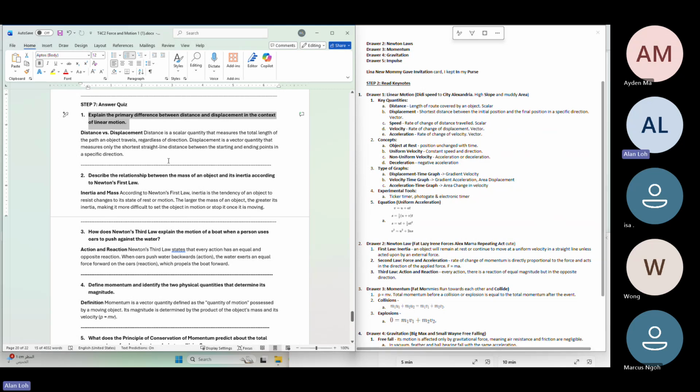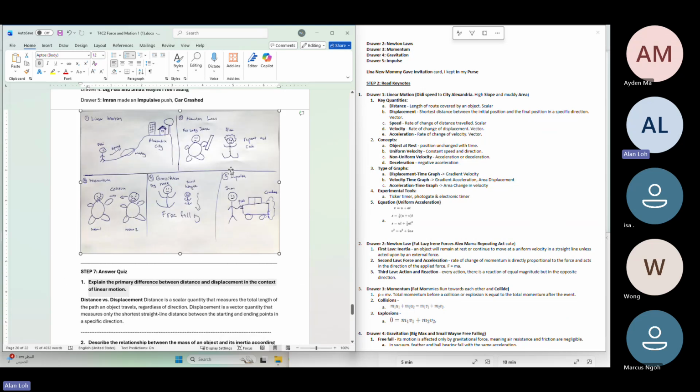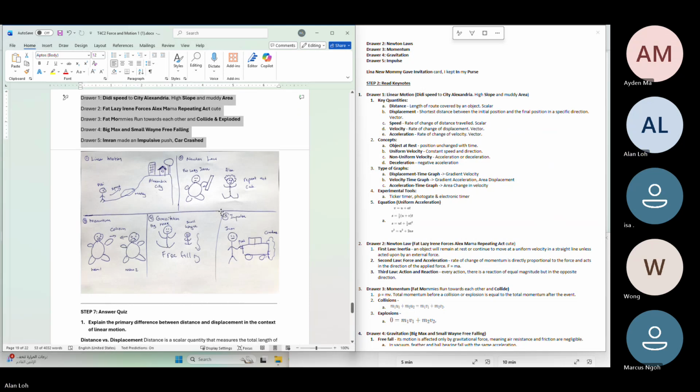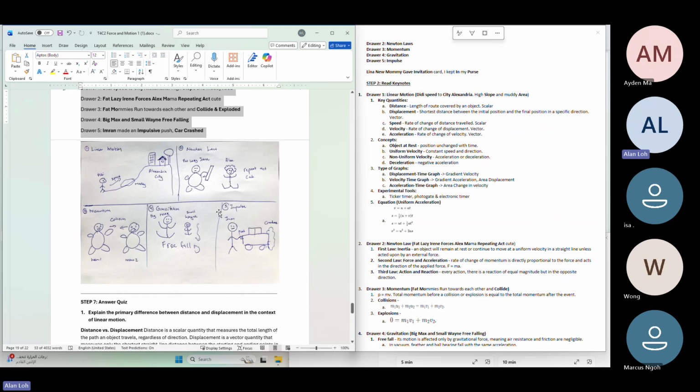There are 10 quiz questions. How do we do this? With the picture that hopefully you have drawn and it's right in front of you. And if you did not draw the pictures, this diagram, this drawing, then hopefully you have already written down these stories. And why is this important?